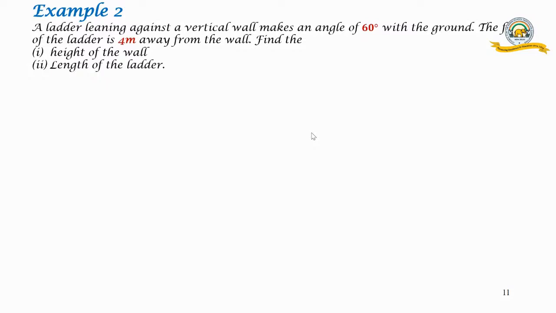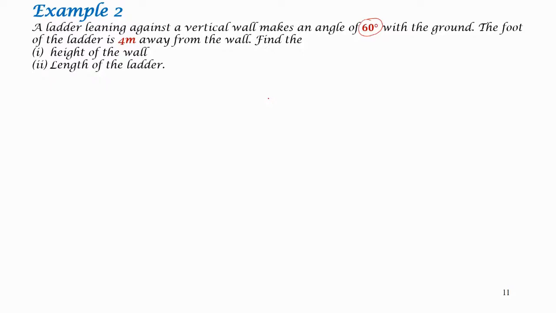Now let us go on to another problem. Now, first and foremost, what are you supposed to do? Read your question carefully. So, we are reading the question. A ladder leaning against a vertical wall makes an angle of 60 degrees. Now, see this, I've used another color for 60 degrees. Why? The points that you need to remember when you're reading your question, the data that is given. 60 degrees with the ground.